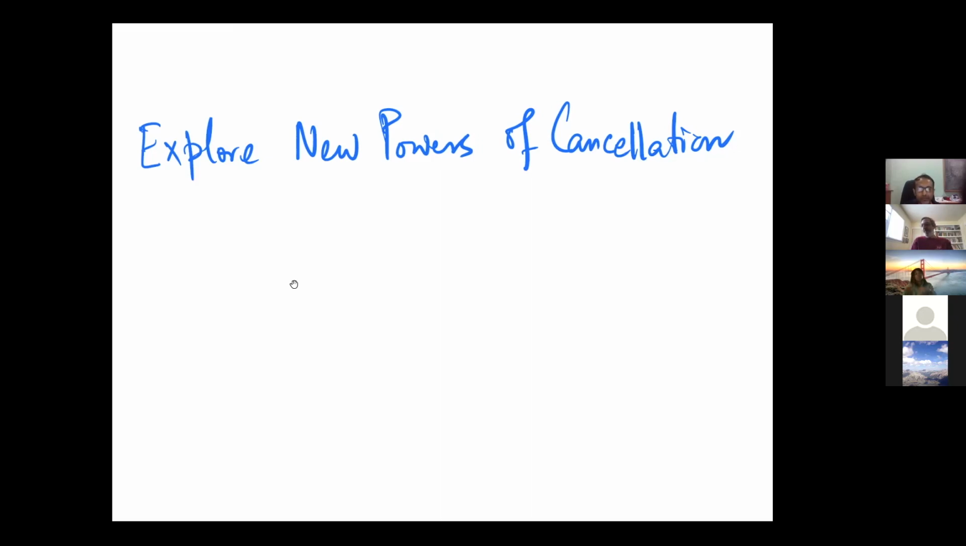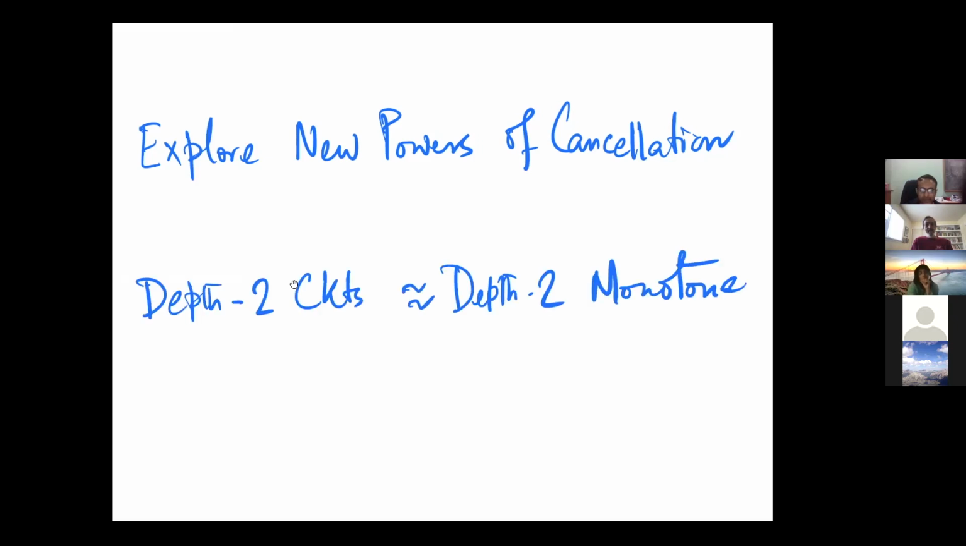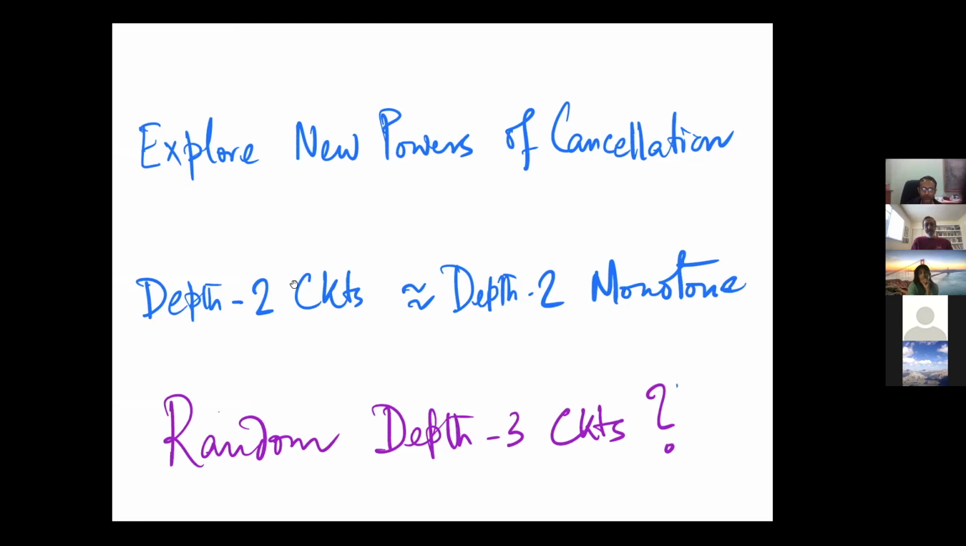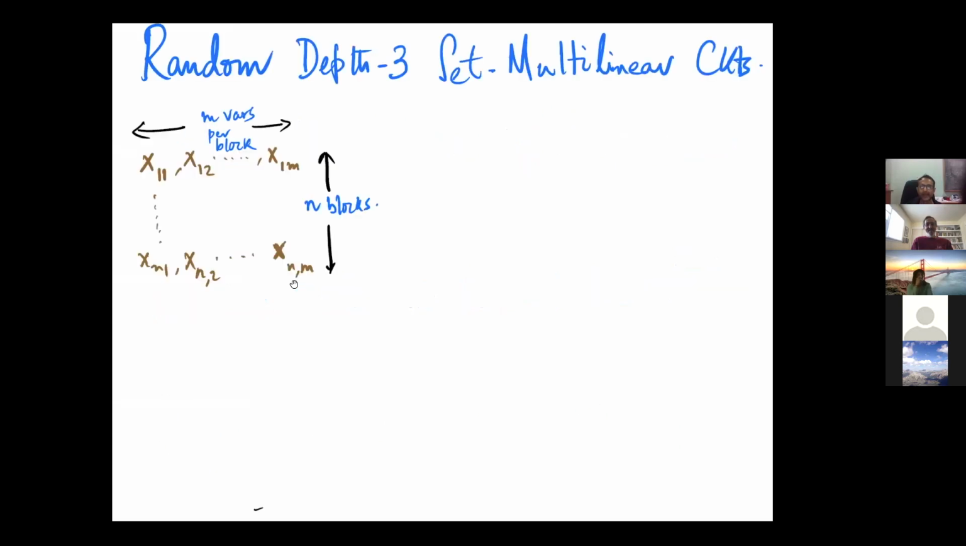So we are looking for some new way of cancellation in depth 2 circuits. What other way to look than random depth 3 circuits? If random depth 3 circuits do not cancel, then what else will cancel? So let's look at random depth 3 circuits, and let's make it even simpler.